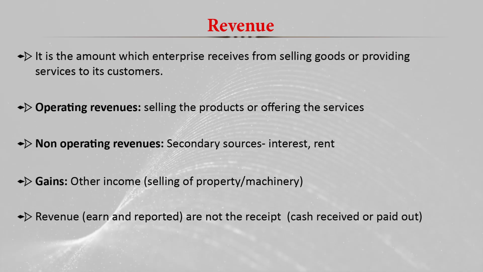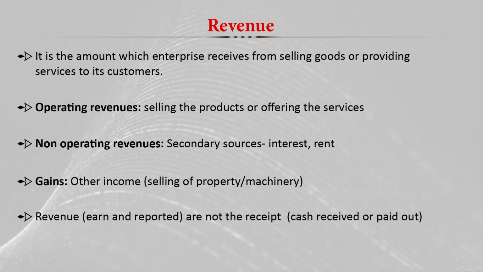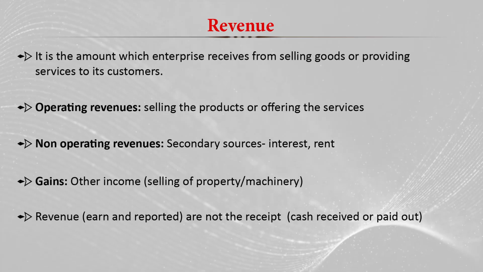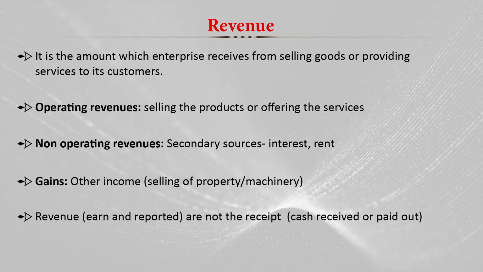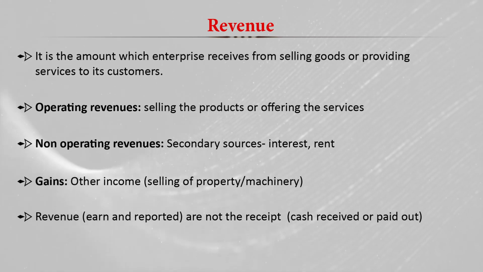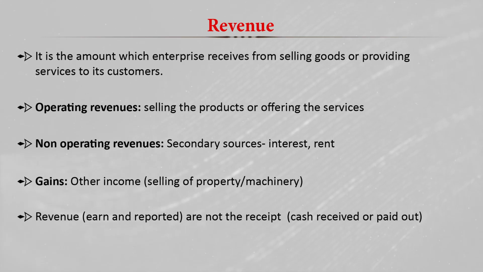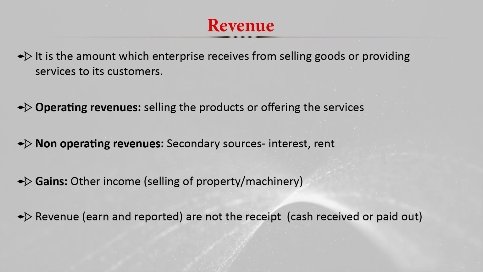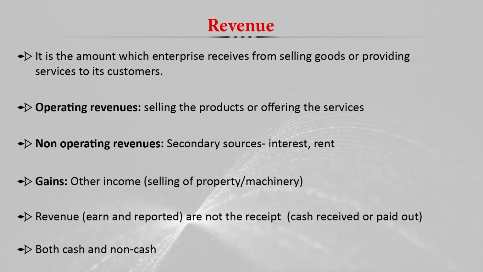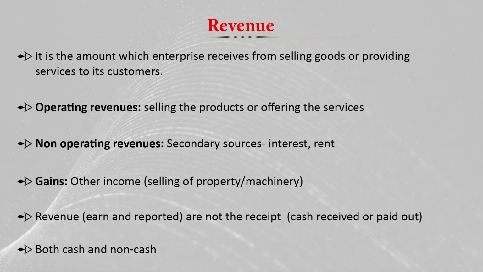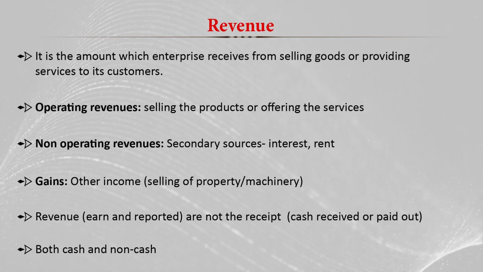So revenue, whether it is earned or reported, whether or not the cash is actually received or paid out, is part of the revenue. Basically we include all the items on the accrual basis. So whether we have received the money or not, that is also part of the revenue. And both cash and non-cash revenue are included in the revenue stream.